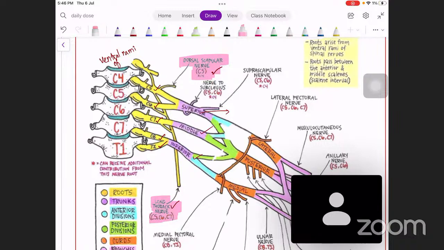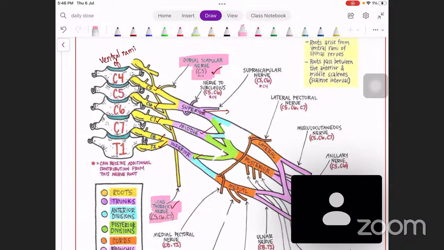Upper trunk injury could result in Erb's palsy, where you may see the policeman's tip deformity or waiter's tip deformity. And then you have the lower trunk injury, where you see Klumpke's palsy, with loss of function of your wrist and hand, which is similar to that of your Horner syndrome.